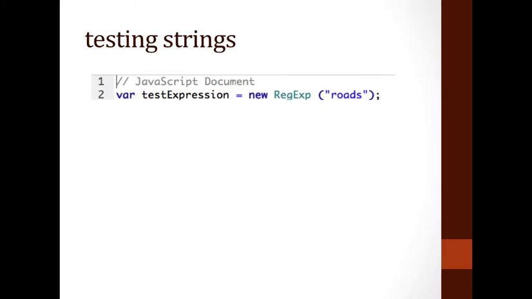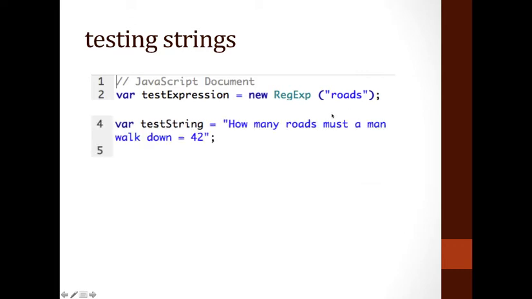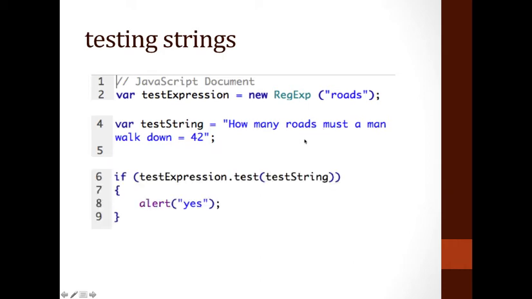You use the regular expressions to test strings. So here's an example. In our JavaScript document, I've created a variable, test expression, which is a new regular expression that has a sequence of characters in it that spells out the word roads. We then have a string that we're going to test it against: how many roads must a man walk down? And we have an if statement using test expression, which is our variable, dot test, which is a method of the regular expression object that this is an instance of, and we pass it test string. So it's going to check this string to see if this pattern of characters exists anywhere in this string, which it does. So when we run this, it will give us an alert of yes.